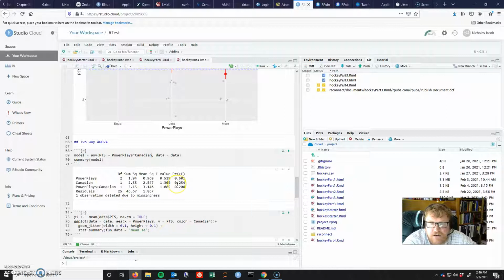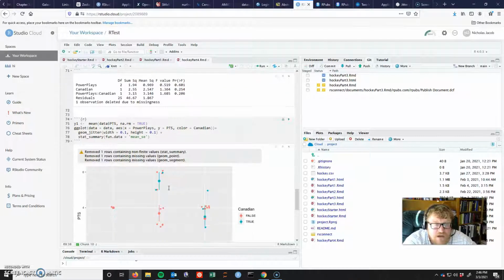So what we're asking here is three questions, three hypotheses. Does the mean number of points differ based on the number of power plays? Does the mean number of points differ based on whether they're Canadian or not? And does the mean number of points differ by the Canadian and the power plays at the same time, the interaction between those two? And what we see here is that we can't reject any of those null hypotheses. The probability is all high here, 60, 25, 20. We would want it to be less than 10% at the minimum, probably 5 to reject our null hypothesis.